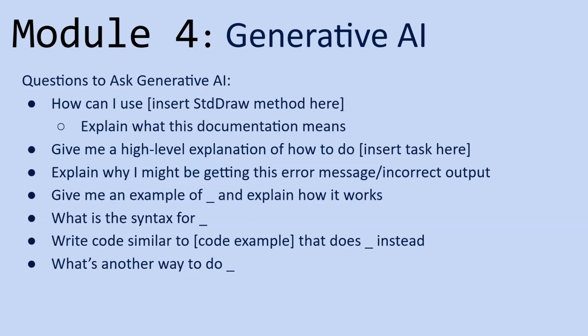Additionally, let's say there's a standard draw method you're not sure on. Just give me an example of whatever it is and explain how it works. Or what's the syntax for blank? Again, I'd probably check your notes first, but if you just want a quick example of syntax, that's a good question. And then maybe write some code similar to a code example that does something else instead. So see how you can modify some code, or write an example of blank, if you want an example of something similar to what you're working on, but not quite, so that you can come up with whatever you're trying to accomplish on your own.